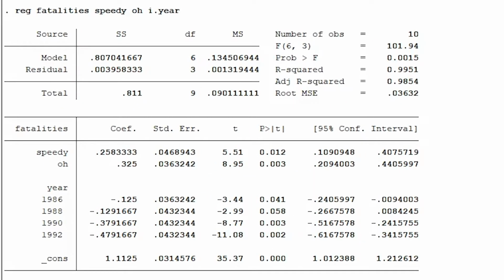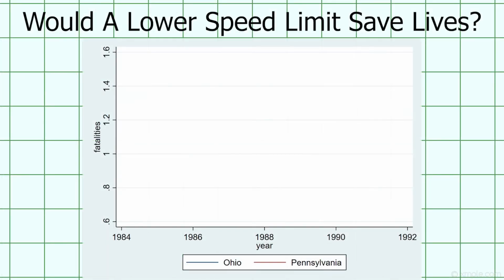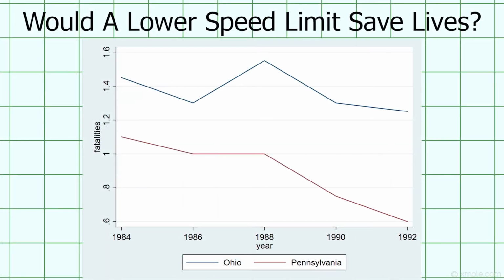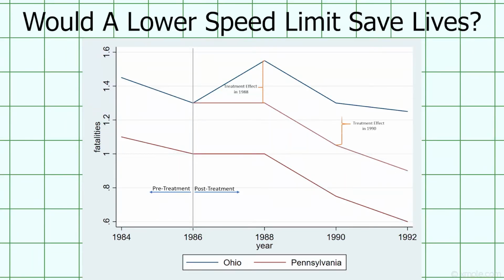Again, we see that the speed limit increase had a positive effect on fatalities in Ohio. When we plot out the path of fatalities in Ohio and Pennsylvania, we can see a visual representation of how difference in differences works. We use the path of fatalities in Pennsylvania as an estimate for the counterfactual path of fatalities in Ohio that didn't raise its speed limit. We can then examine the difference between the actual and counterfactual fatalities in each post-treatment year to estimate the treatment effect of the speed limit increase. The coefficient that we just estimated, 0.258, is the average size of each of these differences.